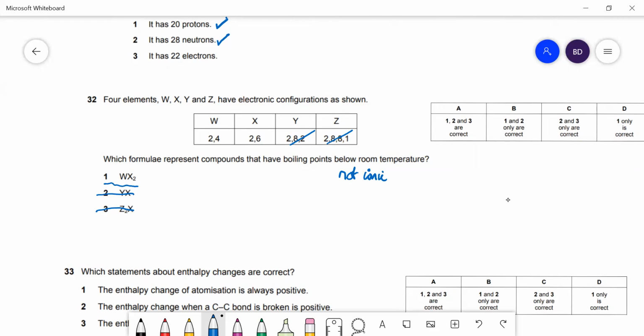W and X are both obviously non-metals, so it's going to form a low boiling point covalent compound. It's actually carbon dioxide. If you look at it, it's got carbon and oxygen. So the answer there is 1 only, so it's D.